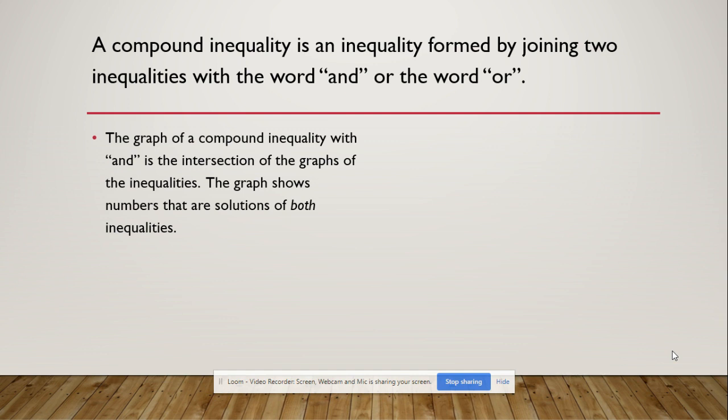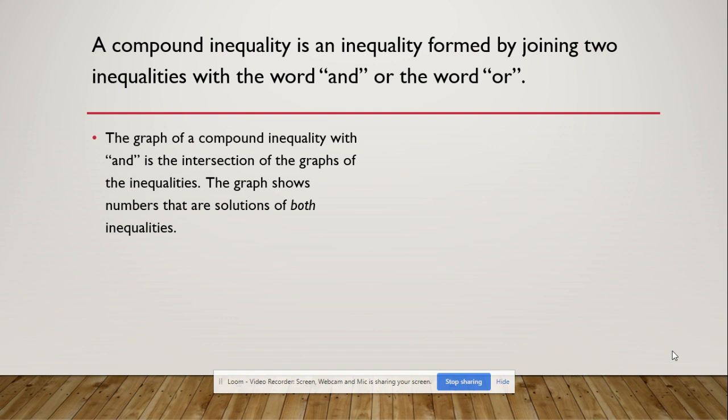The reason why it's only going to be the intersection, the place where both of them would have solutions, is because when you use the word and, you have to satisfy both statements. Both have to be true. So think of a number that is greater than 2 and less than 4. So what's the number that's greater than 2 and less than 4? It's going to be 3.